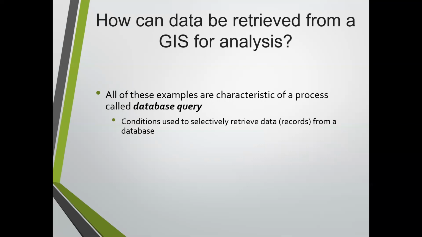So what we do is create conditions that are going to selectively retrieve data from your database. What it's going to do is retrieve records. Remember, records are the same thing as what you might call rows within your database, okay? So you're going to typically use attributes to do the retrieval. The conditions are going to be based on your attributes. We'll give you some examples here of how that works, okay?